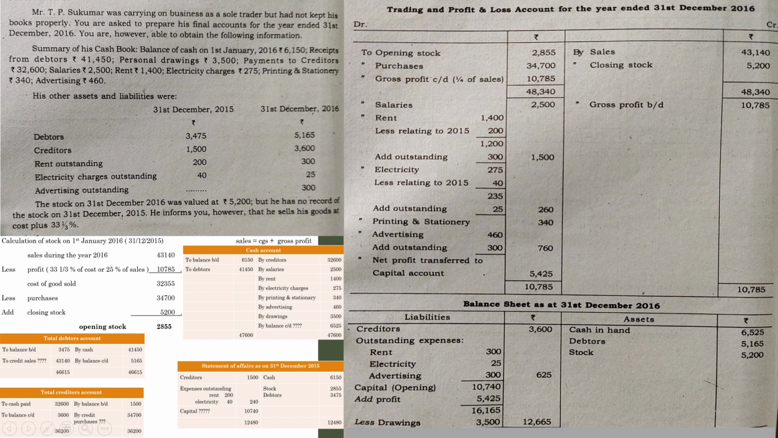So now take the total of both sides. If you take the total, you will get equal value, that is 16,890. So this is how you have to deal with the preparation of final accounts, if there are computations on the basis of memorandum trading account.